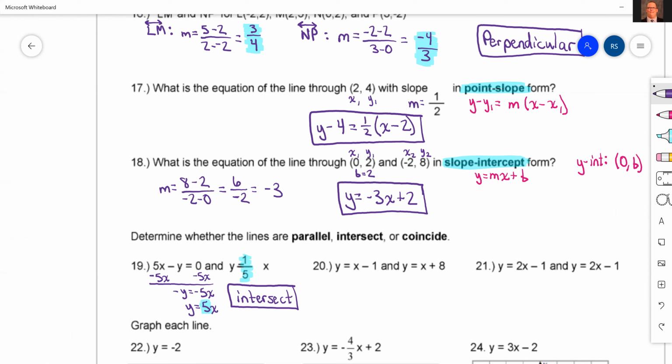Okay, now let's look at 20. Check your slope. I have a 1 and a 1. Nothing's there, we can always assume it's a 1. So what do we know? We have the same slope. What about our intercepts, though? Different intercept. So which line has the same slope but different intercept? Parallel.